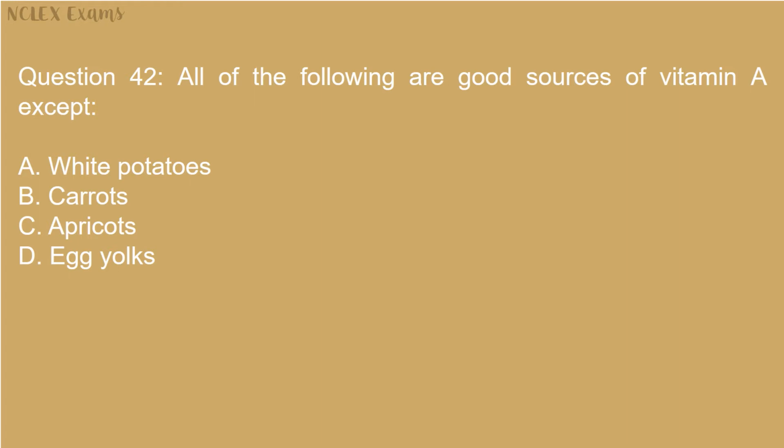Question 42. All of the following are good sources of vitamin A except: A. White potatoes. B. Carrots. C. Apricots. D. Egg yolks.